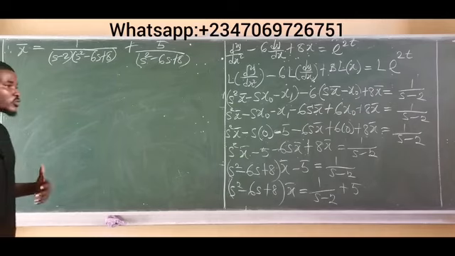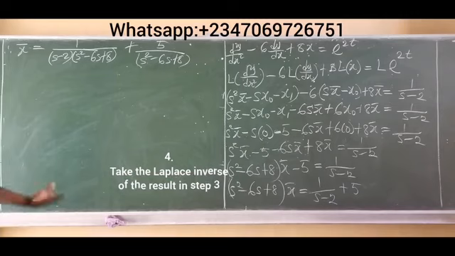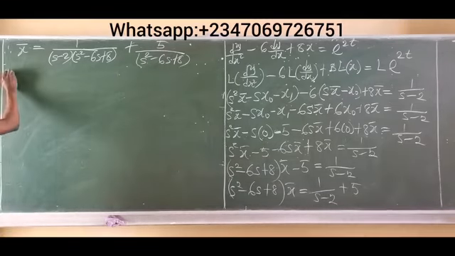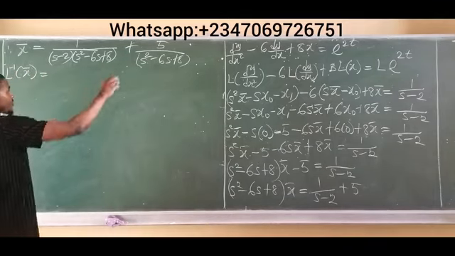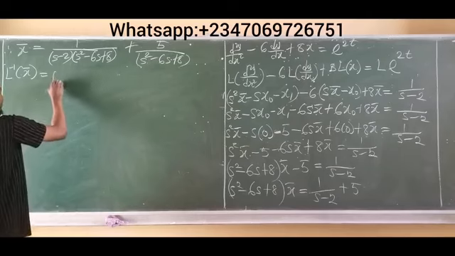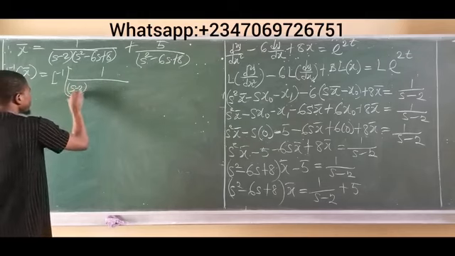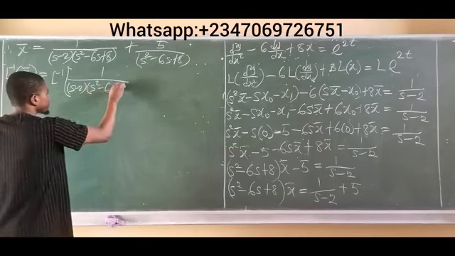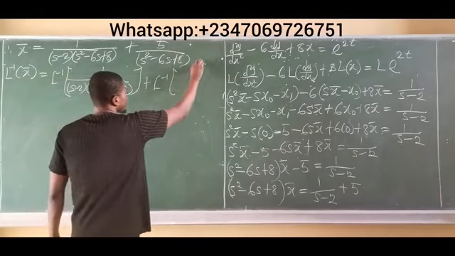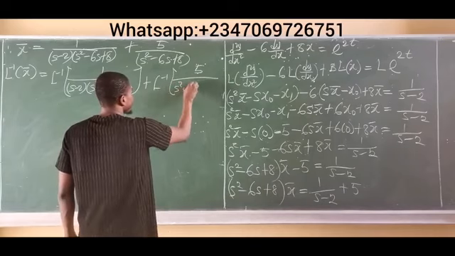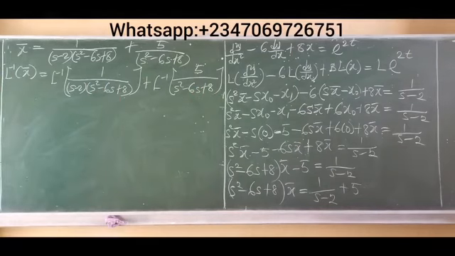Now the final condition, which is the fourth, simply says to obtain the Laplace transformation of the solution, all you need to do is to what? Take the Laplace inverse of the solution, and that will give you the solution to the differential equation. So all we need to do now is take Laplace inverse of x bar. That simply means taking Laplace inverse of these individual functions here. So I have Laplace inverse of 1 all over s minus 2, x squared minus 6s plus 8, plus the Laplace inverse of 5 all over x squared minus 6s plus 8.